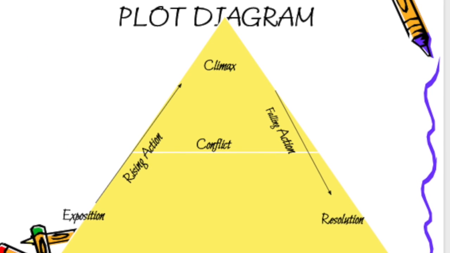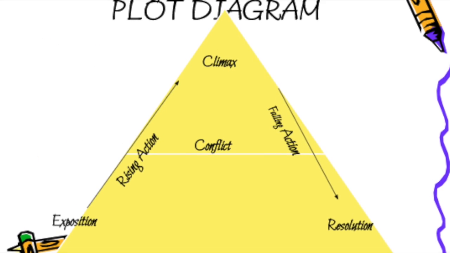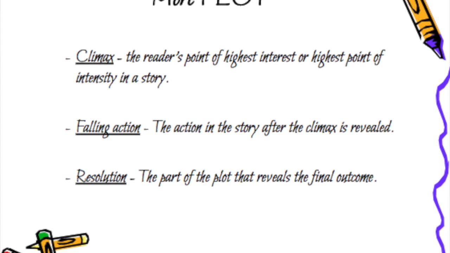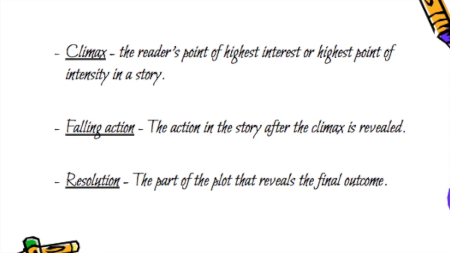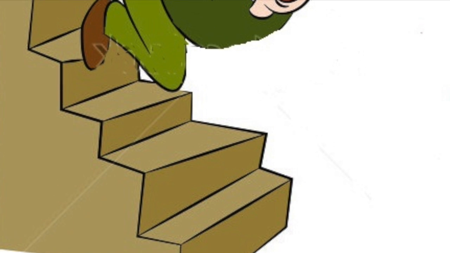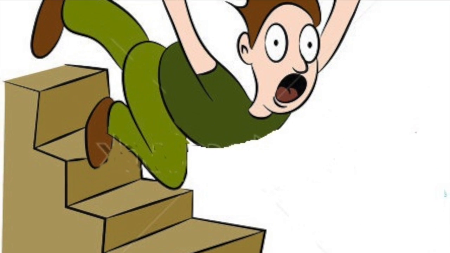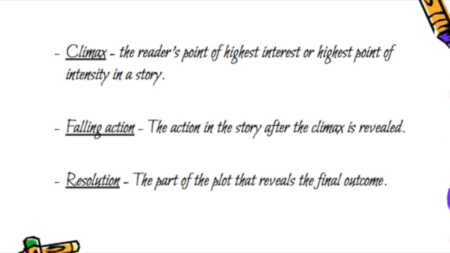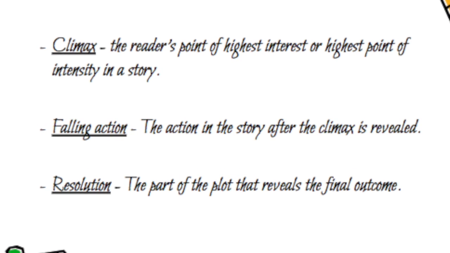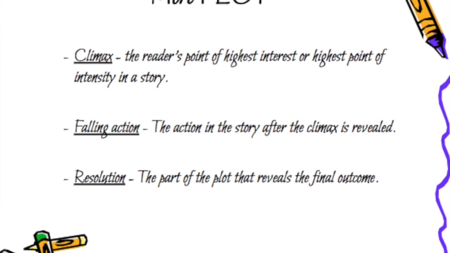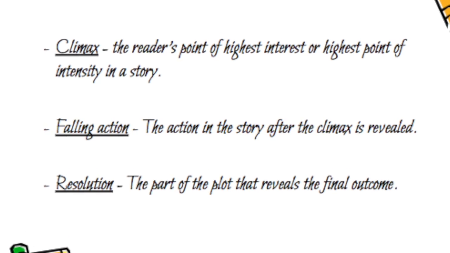Now going back to that plot diagram, the 3 last parts of the plot are the climax, falling action, and resolution. The climax is the reader's point of highest interest or intensity in the story. The falling action are the events that happen after the climax is actually revealed, and the resolution is the final outcome. In many fairy tales, when they end with "they lived happily ever after," that is the final outcome or resolution in many fairy tales.